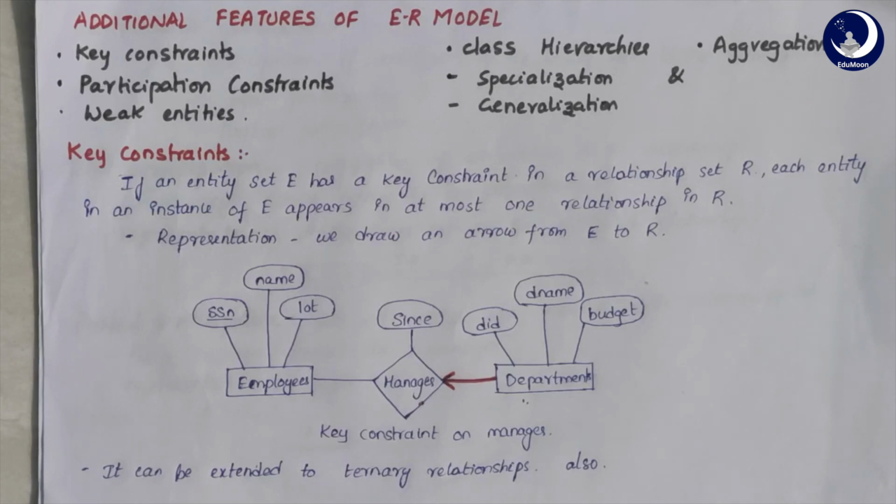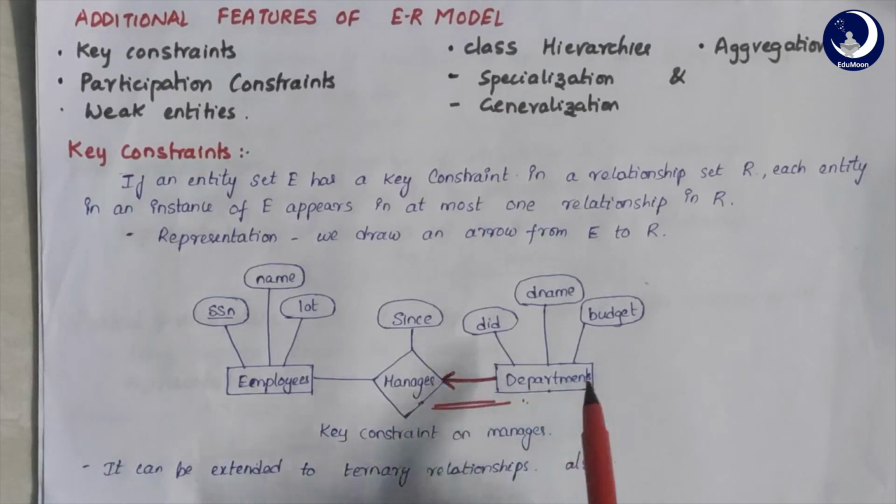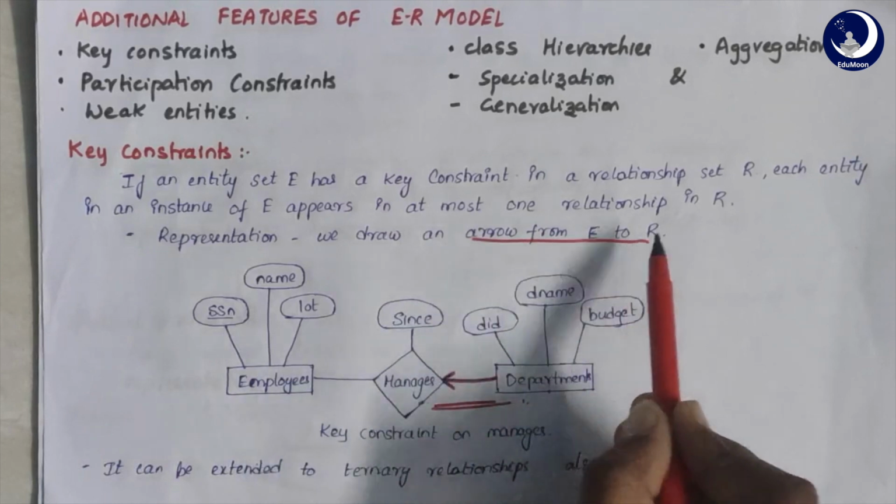So, to represent such key constraints in an ER model, we use an arrow pointed from an entity to the relationship. This is how we show that each entity in the department entity set should participate at least once in the managing relationship instance. So we represent it with the arrow from E to R.